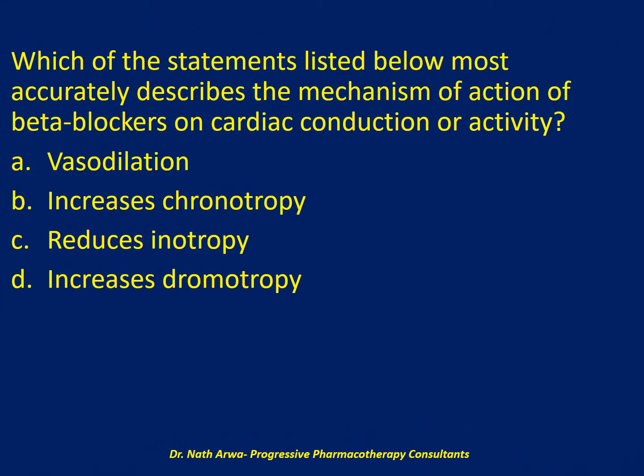And it reads, which of the statements listed below most accurately describes the mechanism of action of beta blockers on cardiac conduction or activity? Is it vasodilation? Is it an increase in chronotropy? Does it reduce inotropy? Or does it increase dromotropy? I'll give you 10 seconds to choose the correct answer.